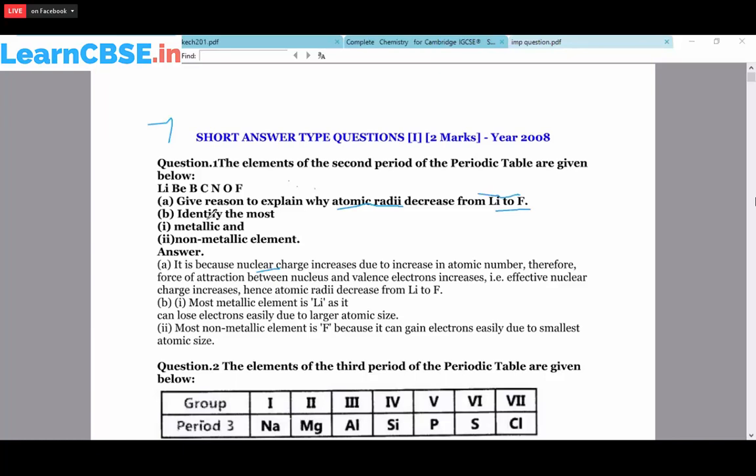The next question: identify the most metallic. Which one is the most metallic? Lithium, because lithium has one electron in the outermost shell, so it can easily lose it. The one which loses electrons, we call it a metal. So lithium is the most metallic element. The non-metallic element is definitely the one which can gain electrons fast, that means the electronegative character. So the non-metallic element is F because it can gain electrons easily, due to its very small atomic size.